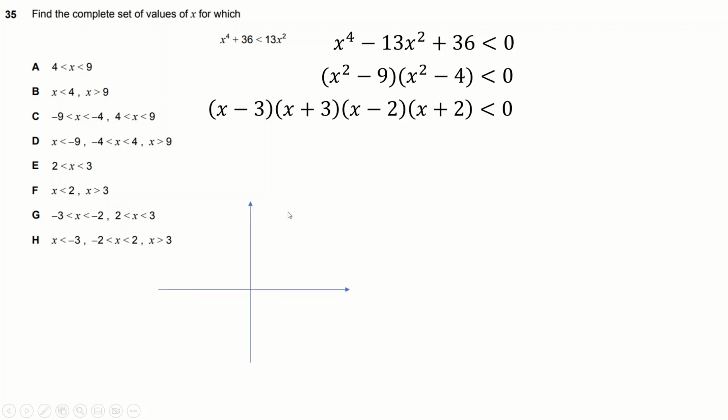You can sketch it, of course. It's got roots at 3, minus 3, 2, minus 2, which I know roughly over there somewhere. It's got a y-intercept of 36. It's a positive quartic, so it starts up here, ends up here. So we sketch all of that, we end up with this. When is this less than 0, this quartic here? Well, when you're between minus 2 and minus 3, or between 2 and 3, which I think is this one here.